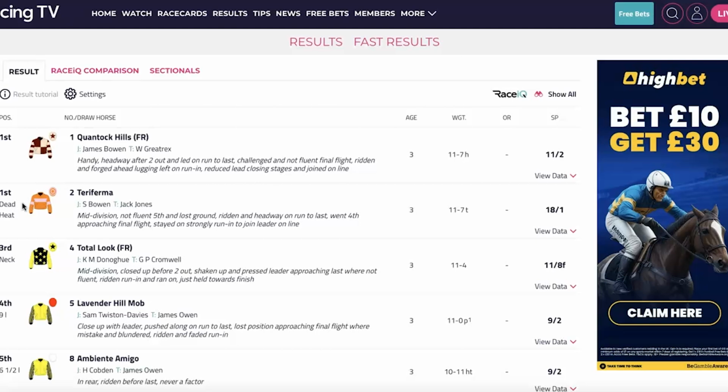So for example, in order to work out the calculation when dead heat rules apply, you're basically dividing the total stake that you've placed by the number of participants in the dead heat. So in this example, it's 2, and then multiplying by the odds at which the bet was placed.